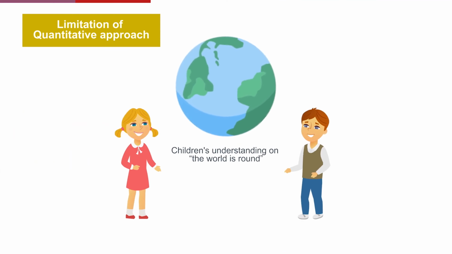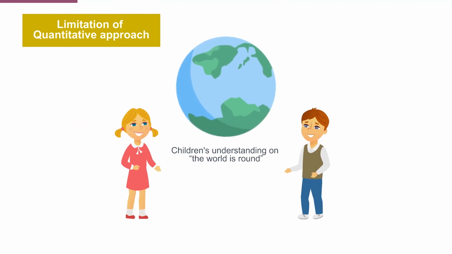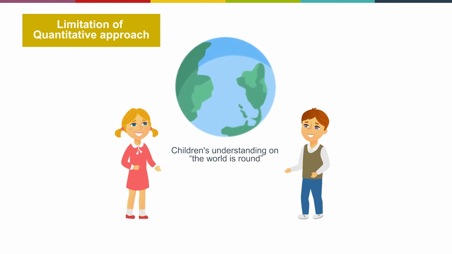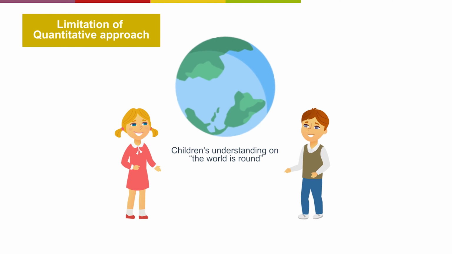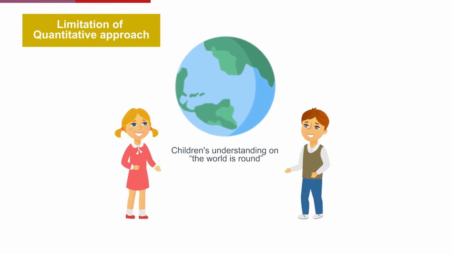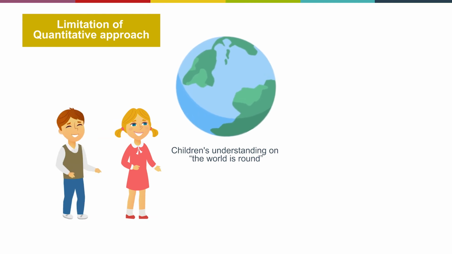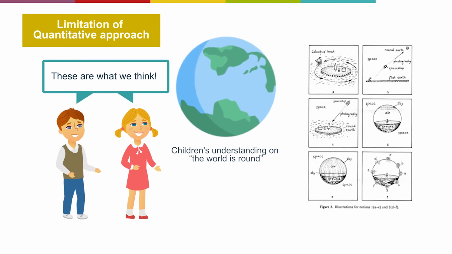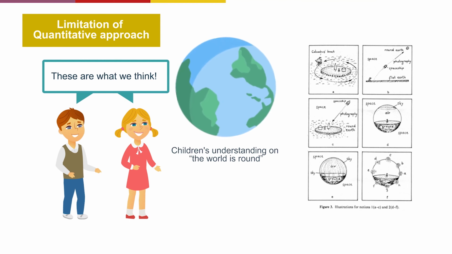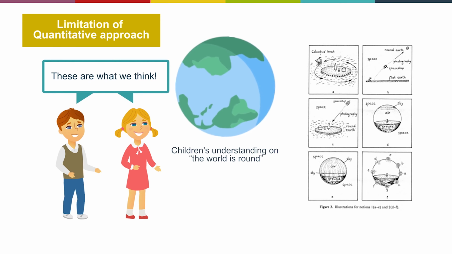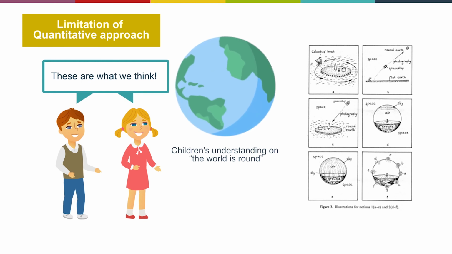Here is an example of a study that investigates children's understanding of the idea that the world is round. Using a quantitative approach, you may arrive at the result that children can successfully understand that the world is round. But using a qualitative approach, you can see what the children actually understand in the 6 pictures on the right drawn by the children. They understand the world is round differently, although they all say the world is round. Qualitative studies have their own limitations too.